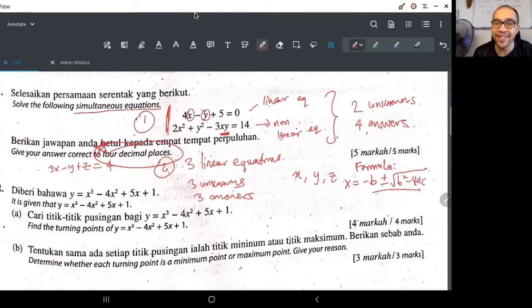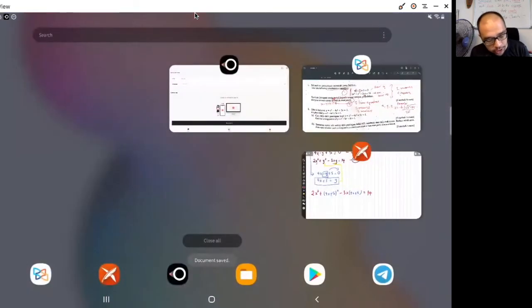And I'm reminded again of the TikTok video. It is the formula that after Form 5, you never use. You can count the days until you use it if you want. Okay? All right. So let's continue.